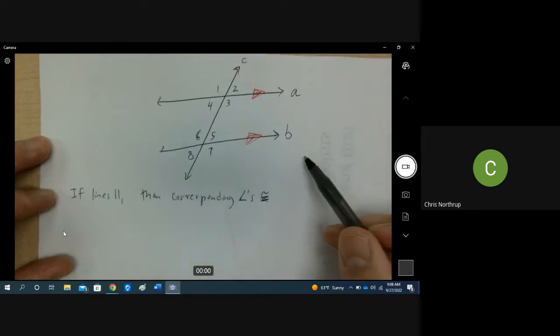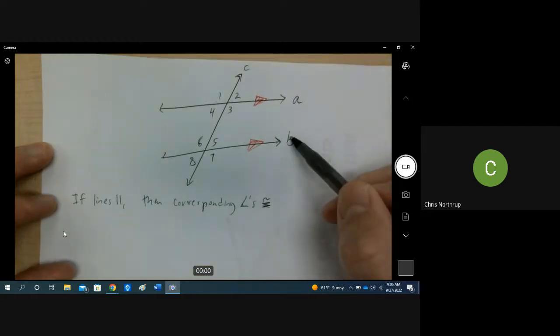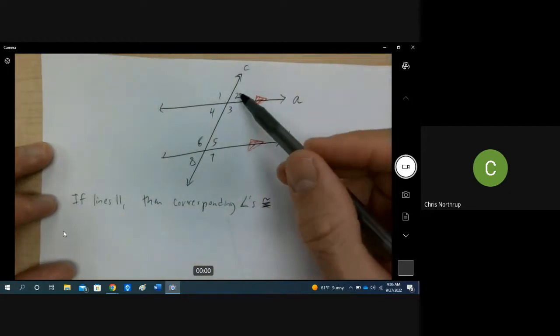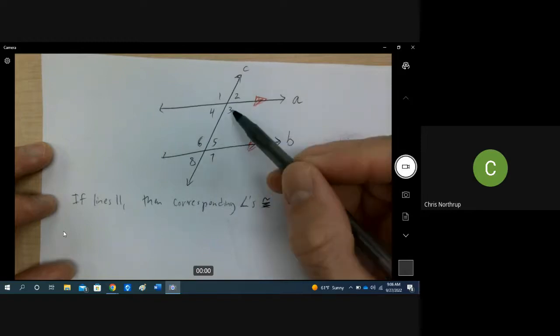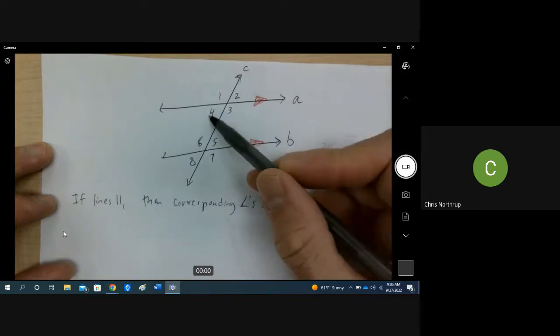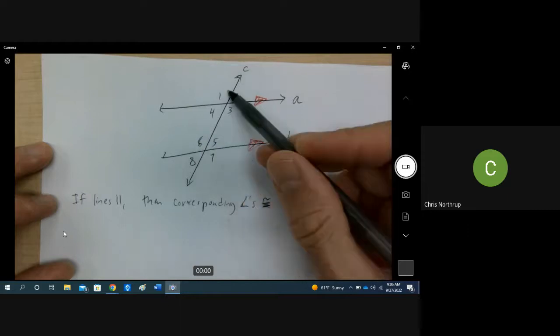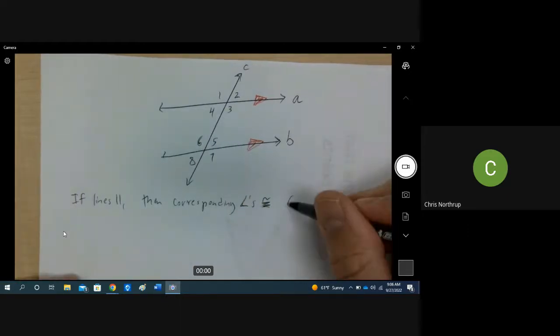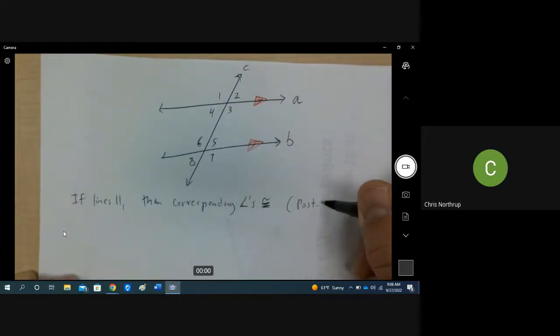So based on this picture here, since A and B are parallel, we can make the conclusion that 2 and 5 are congruent, 3 and 7 are congruent, 4 and 8 are congruent, and 6 and 1 are congruent. This is a postulate. I'll just go ahead and say POST for postulate.